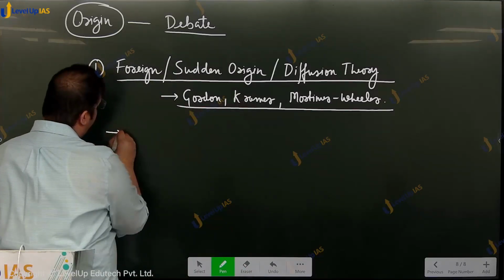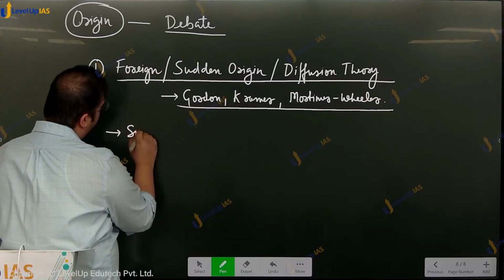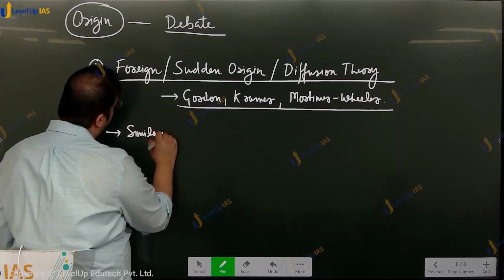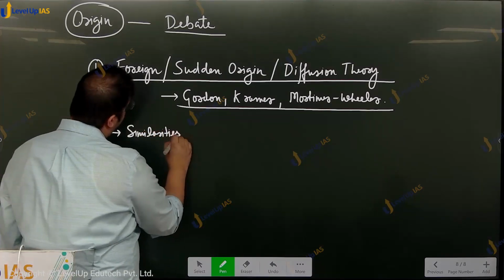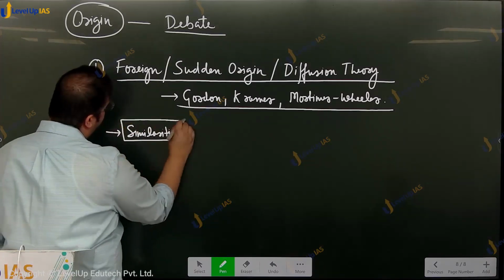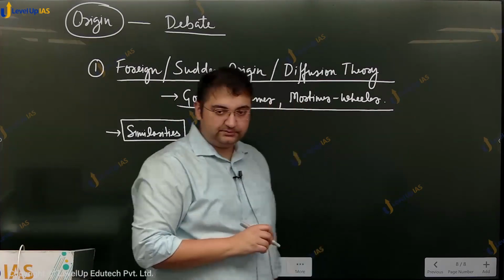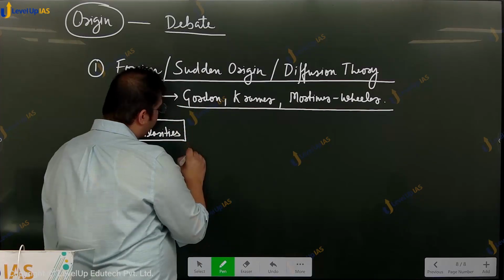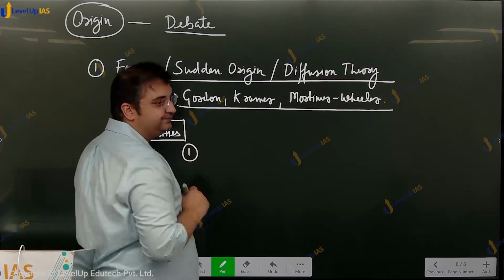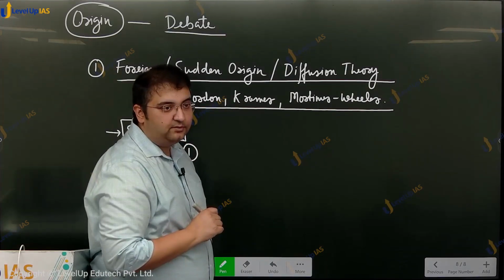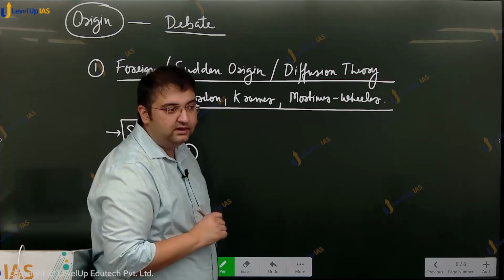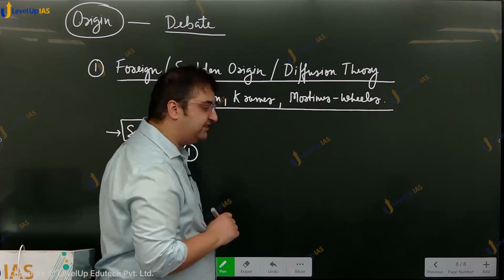They have highlighted the similarities between the Harappan and Mesopotamian civilizations. What are the similarities that they highlighted? That both these were urban riverine civilizations.